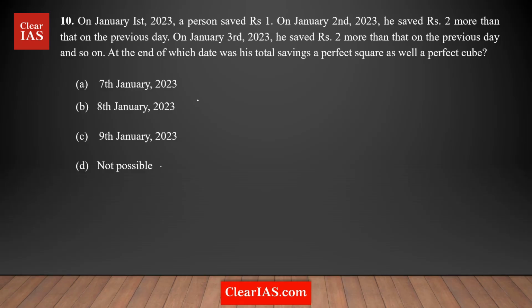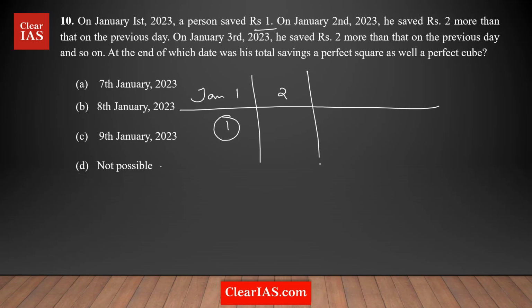So this is actually a doable question. Let's analyze how to approach this question. On Jan 1st, a person saved 1 rupee. On Jan 2nd, he saved 2 rupees more than the previous day. So previous day he saved 1, 2 more, it's going to be 3 rupees.